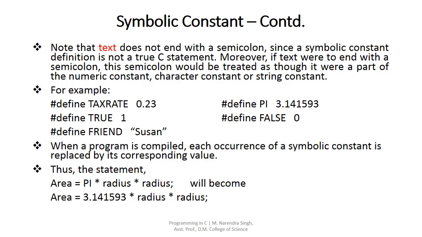The next statement is #define FRIEND inside double quote Susan. Here the symbolic constant is FRIEND written in uppercase letters, and the value it represents is the string constant Susan.